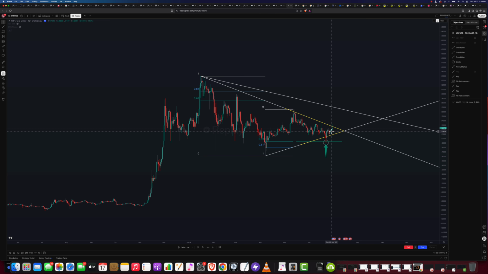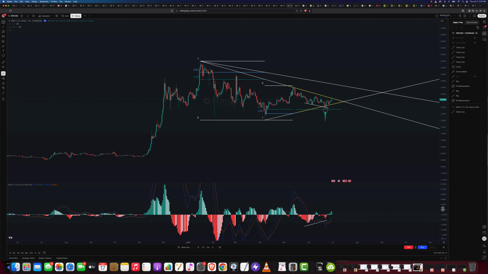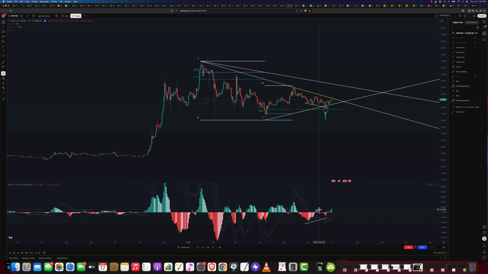If we take a look at the MACD, we can see that there are lower lows in price, but higher lows down here. We can actually zoom in some. We can see exactly where it confirms. Go over here, zoom in.